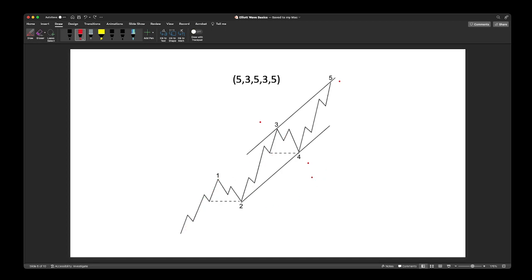What are some rules or understandings about these waves? There are three main rules. Your first rule is that wave 3 will never be your shortest wave. What does that mean? That means wave 1 or wave 5 has to be the shortest wave. These always have to be the shortest wave. Wave 3 can never be the shortest wave.